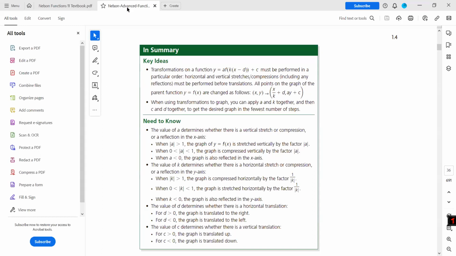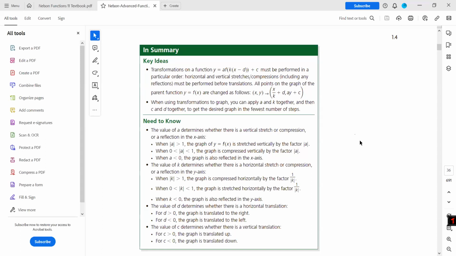Please, this is very important. This is very important stuff to say for the future. When using transformations to graph, you can apply a and k together, and then c and d together to get the desired graph in the fewest number of steps. What do you need to know? First of all, the value of a determines whether there is a vertical stretch or compression or reflection in the x-axis.